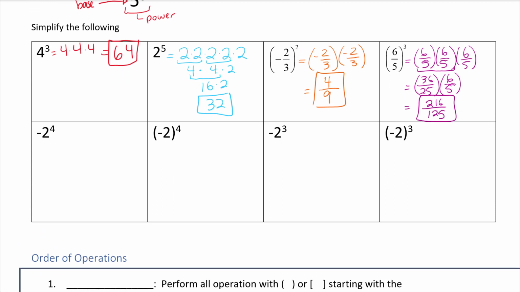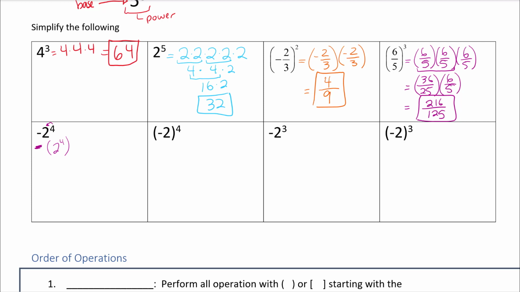Now, next I have a couple of problems with negatives on the outside, negatives on the inside. Notice the next two look kind of similar. Negative 2 to the 4th and the quantity of negative 2 all raised to the 4th. So they mean different things. If you have a negative out in front but not in a parentheses, that means this 4 only applies to the 2. It's almost as if the negative's out in front and then you have 2 to the 4th, because the 4 really only applies to the 2, not the negative.